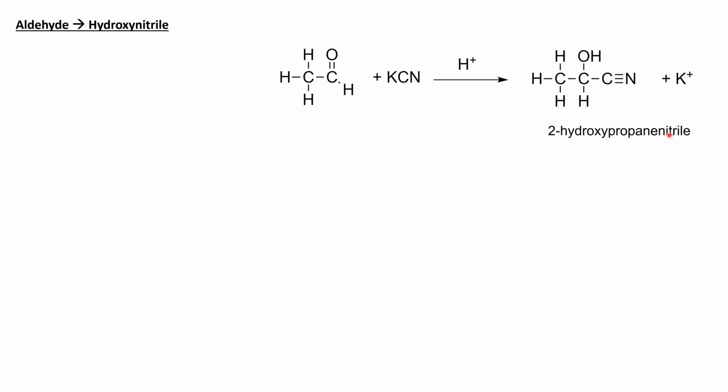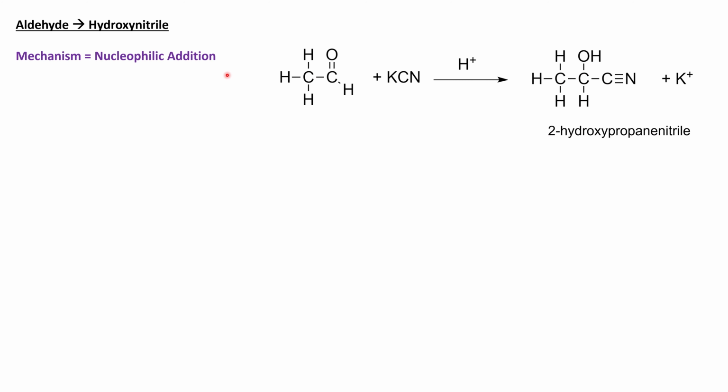So this is propane nitrile, where the nitrile is position 1. Therefore, the hydroxy functional group is on carbon number 2. So this becomes 2-hydroxy, there it is, propane nitrile. No need to number the nitrile because it's considered as carbon number 1 in this example.